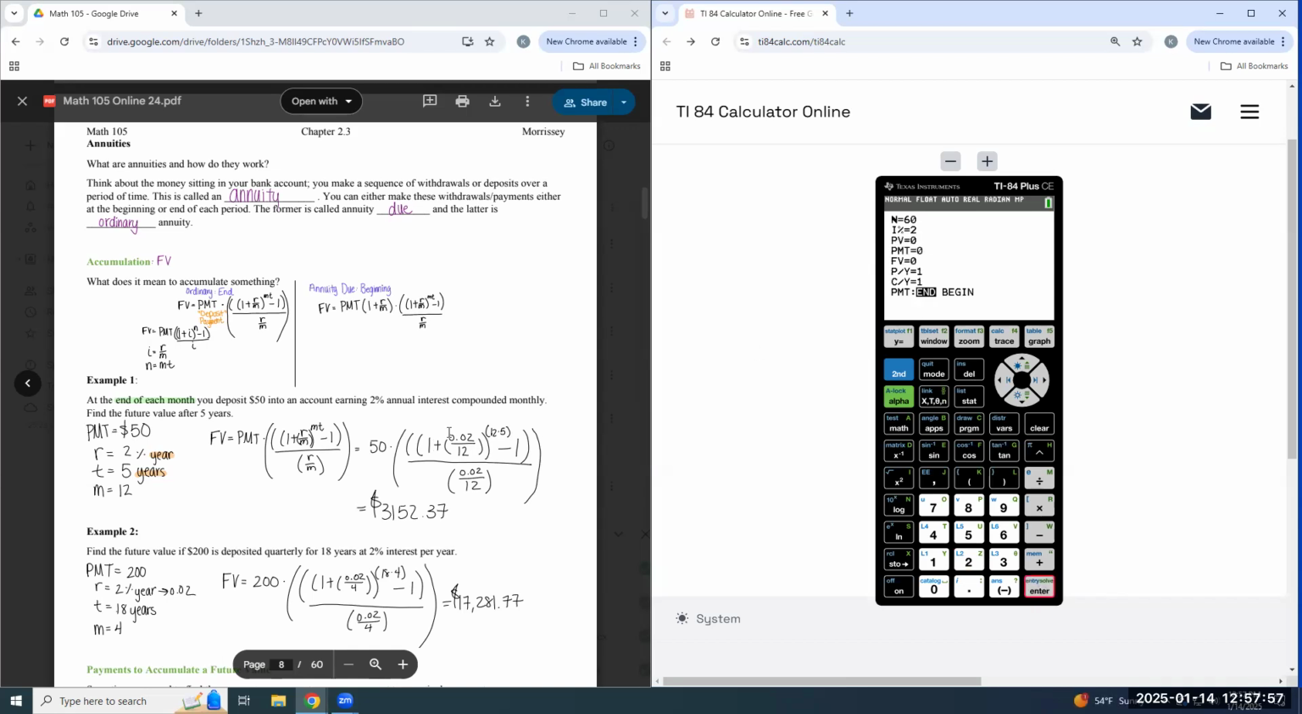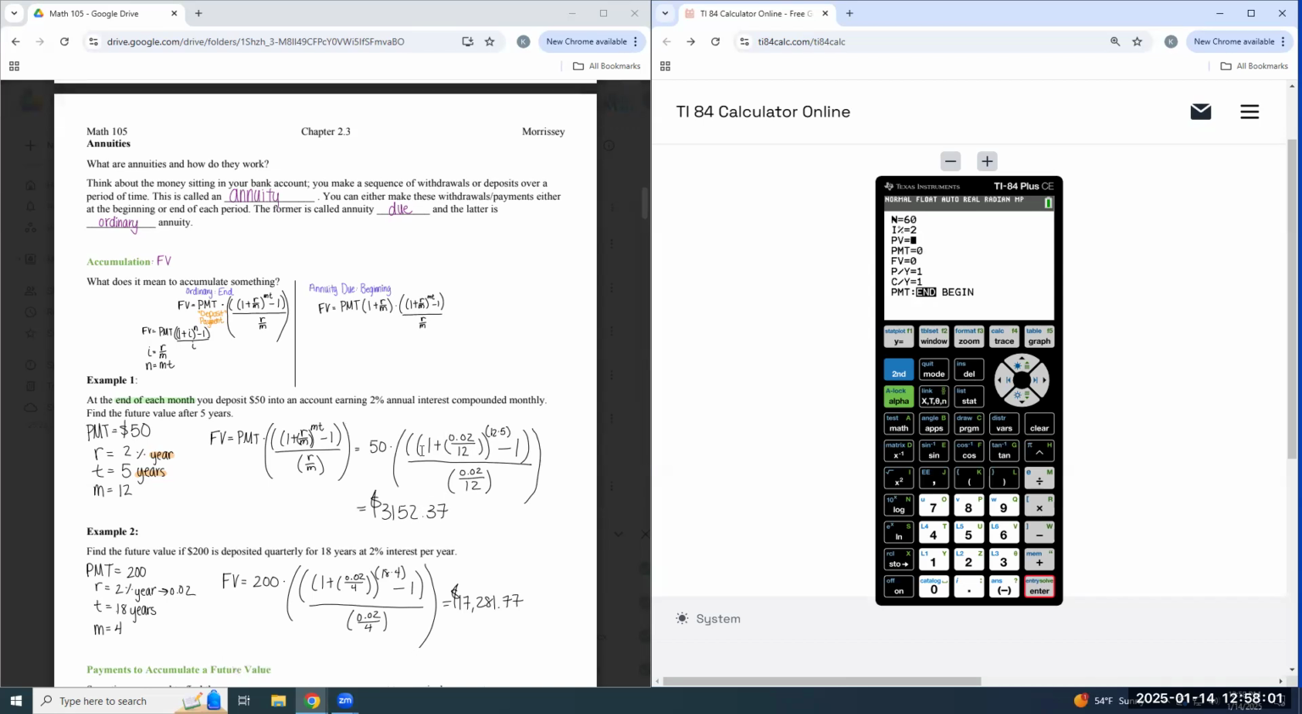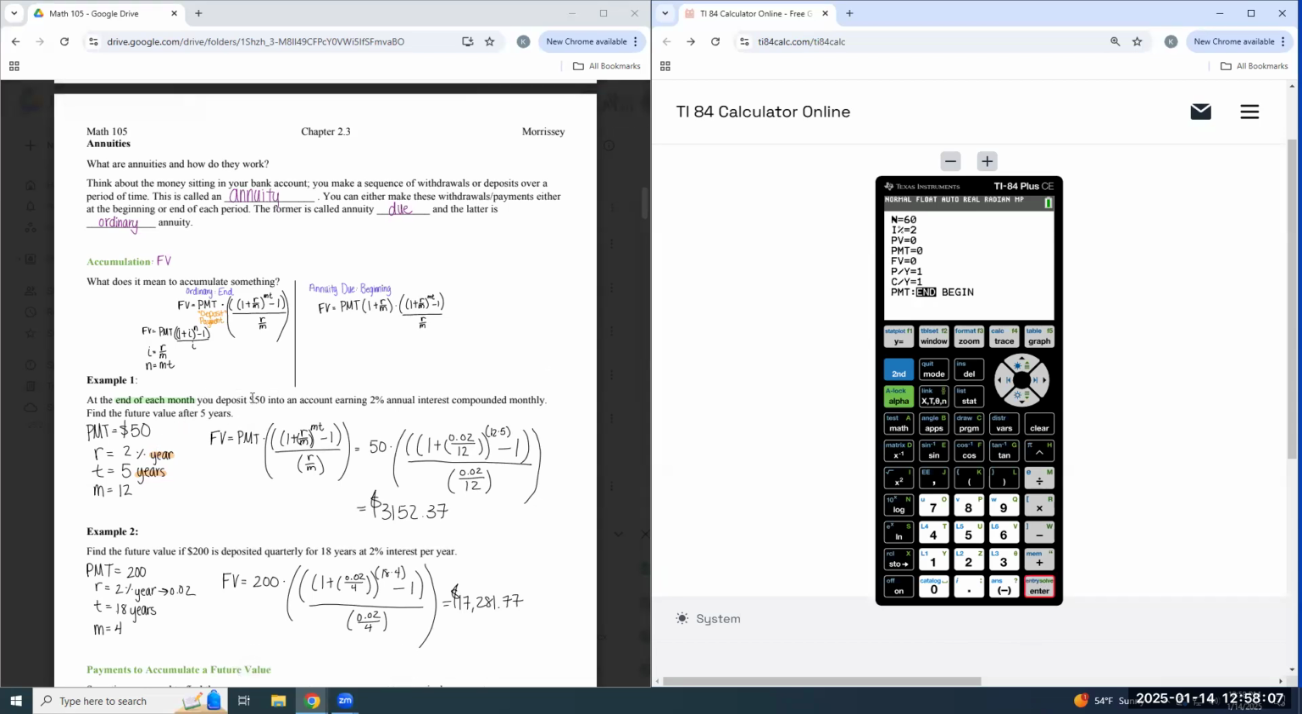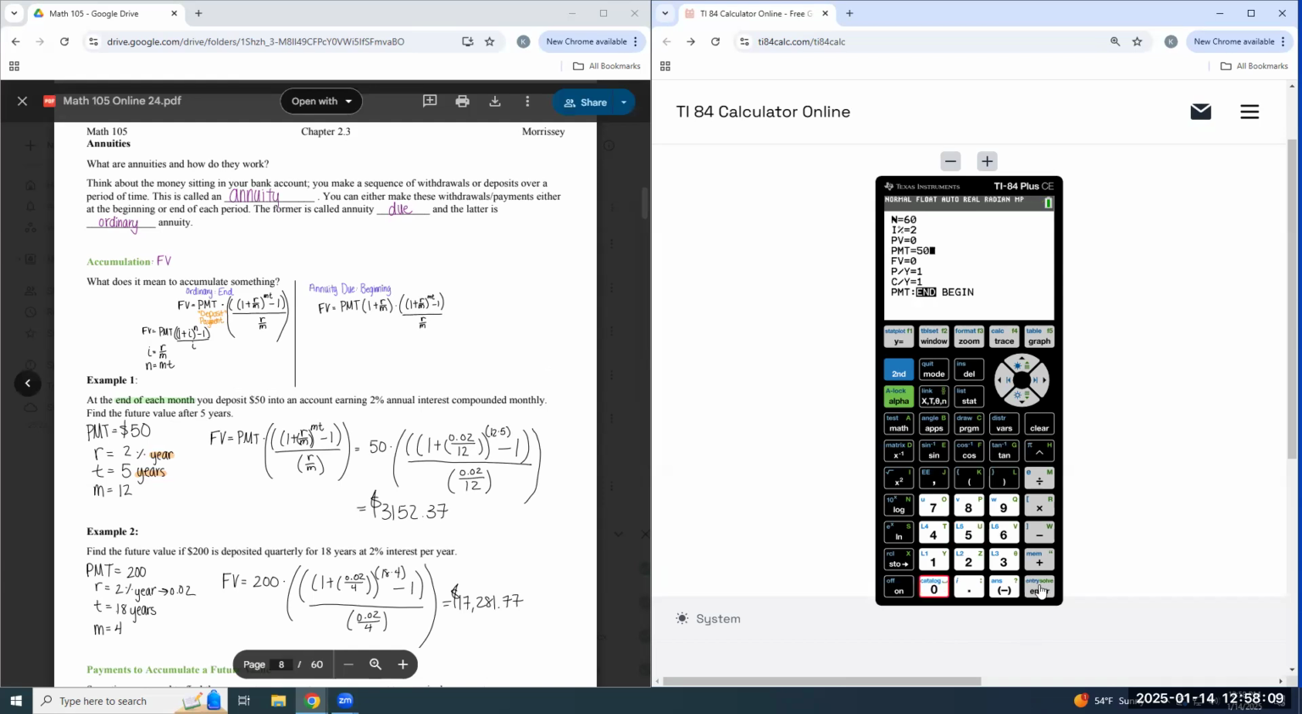Your present value, right now, they don't tell us that we have anything in the account to start, so we can just leave it as PV. Your PMT is just how much you are depositing. So we know that we are depositing $50. We don't know your FV, we're trying to search for your FV. P/Y, C/Y is your 12, that is your compounding period. And again, it's occurring at the end. If it said the beginning, it would have stated so in the equation.